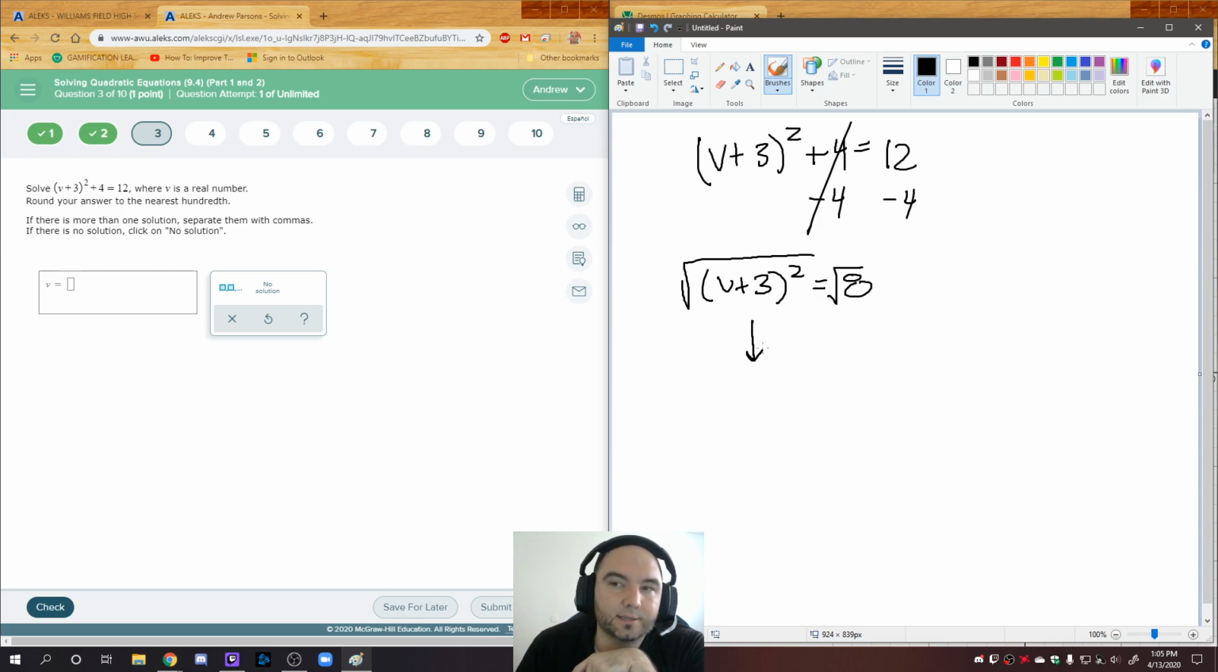And what happens is v plus 3 comes out of the parenthesis and the square is gone. When you square root, it cancels out the squaring. So all that's left is what was inside. However, the other side becomes not just square root of 8, but plus or minus square root of 8. Yes, two different answers on this side as well.